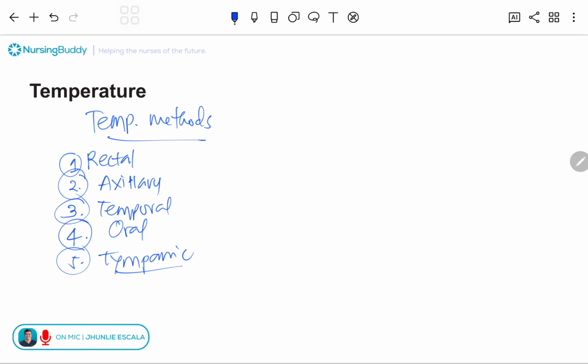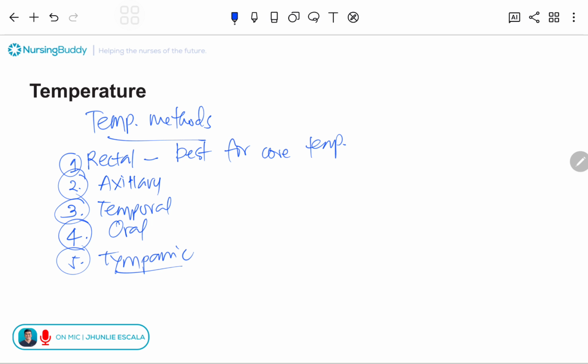Kapatid, the question here that is big time and always asked in the board exam: what's the best method or the best route of temperature taking? When you're asked that, class, big time, it's actually the rectal route. It's best for core temperature. And kapatid, isa rin sa mga nais kong malaman ninyo is that when it comes to newborns, we actually use the rectal route for one big reason.